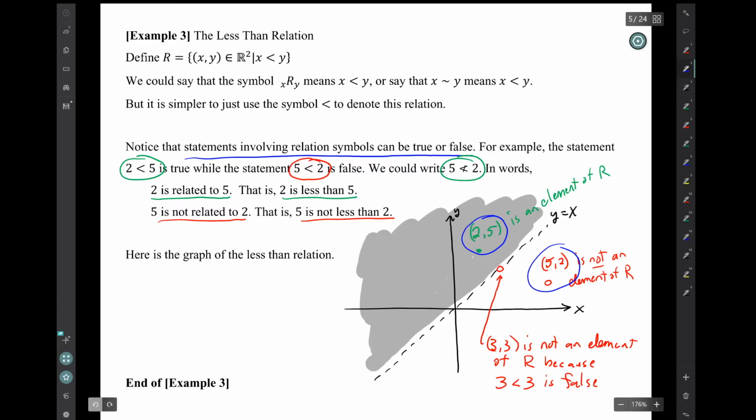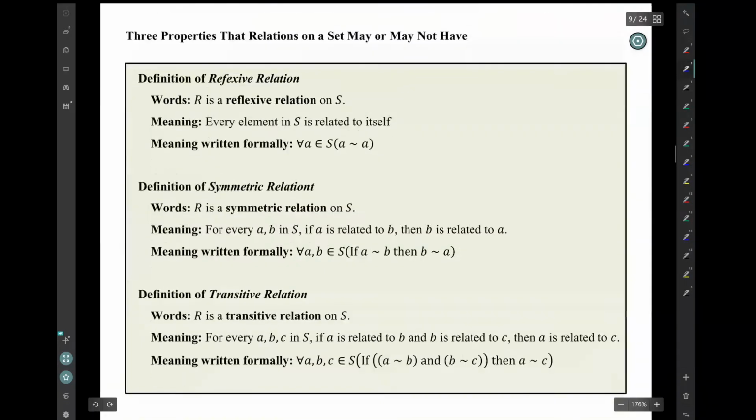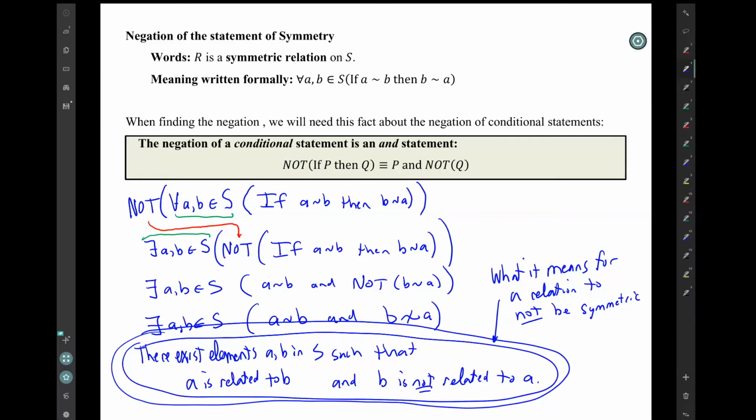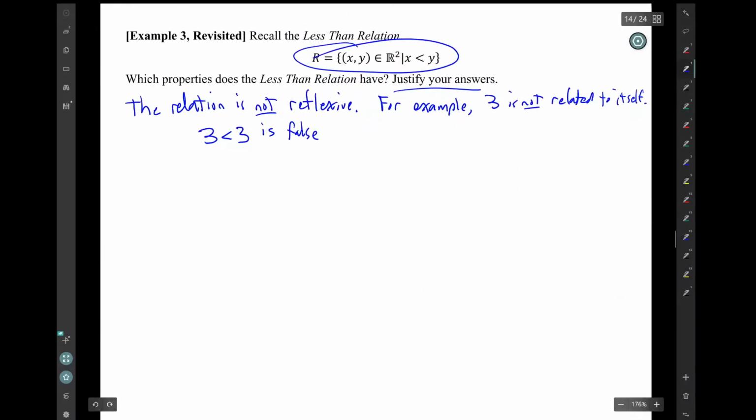So that's an example of a pair of elements that we can use to prove that the relation is not symmetric. So again, to prove that a relation is not symmetric, we have to prove this existential statement, and you prove an existential statement by giving an example. So we write this.